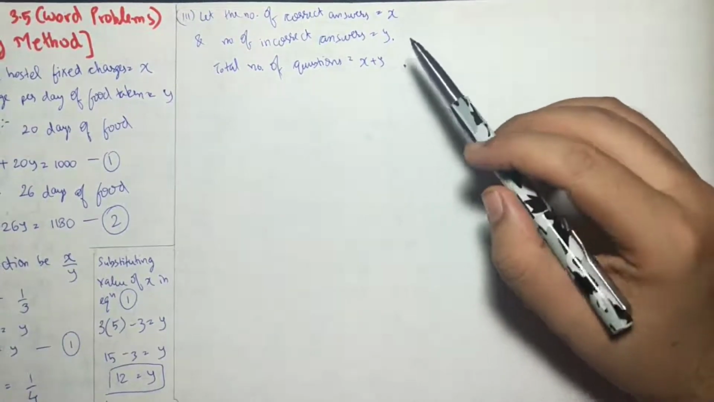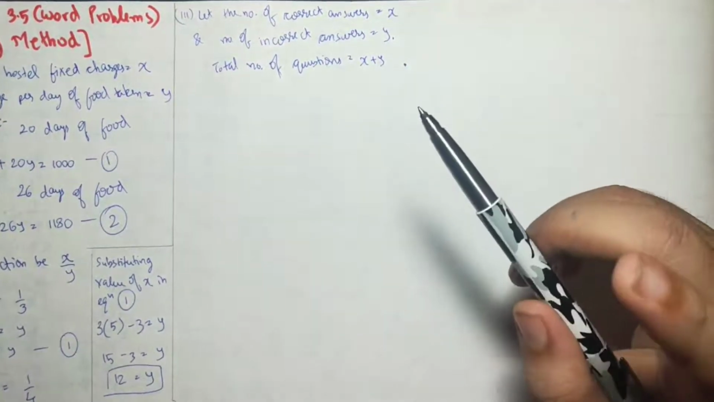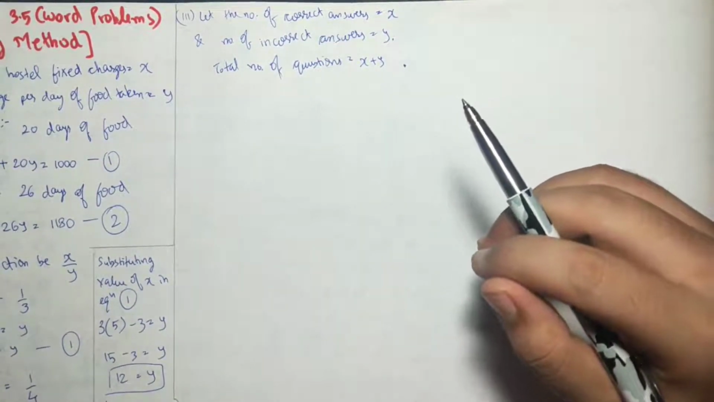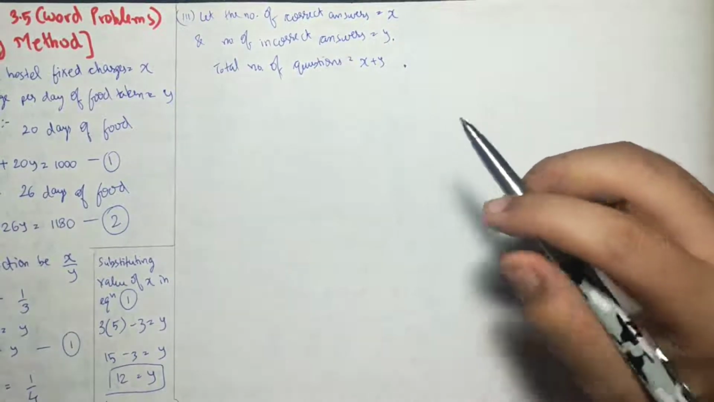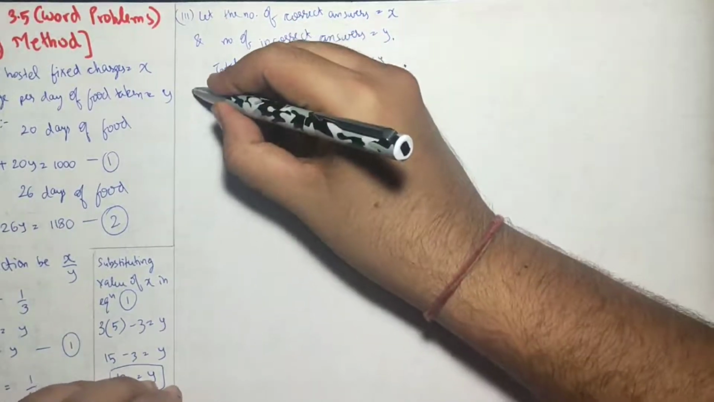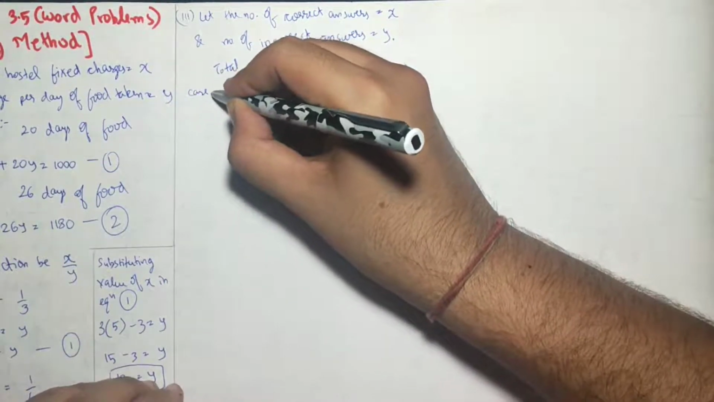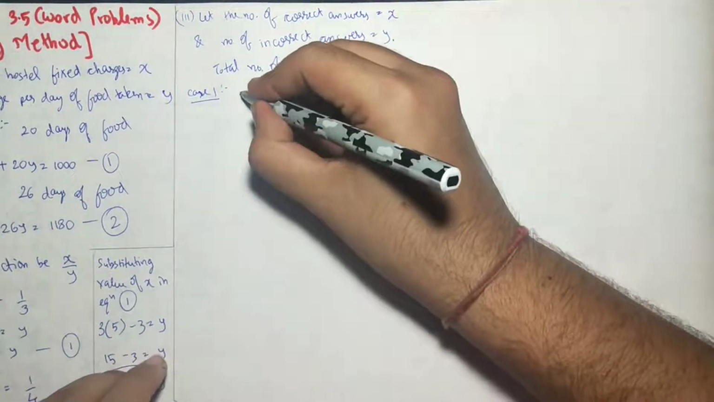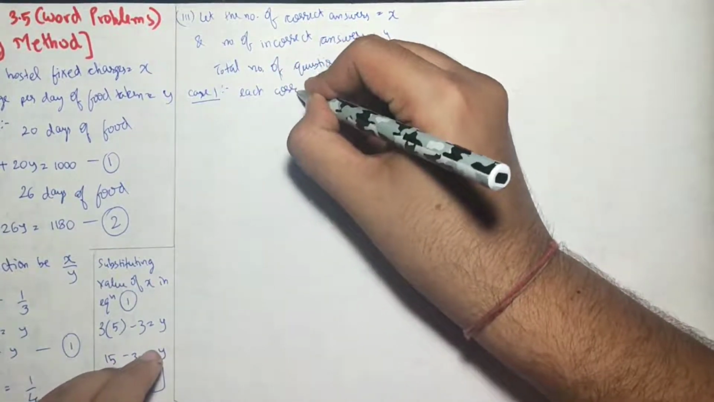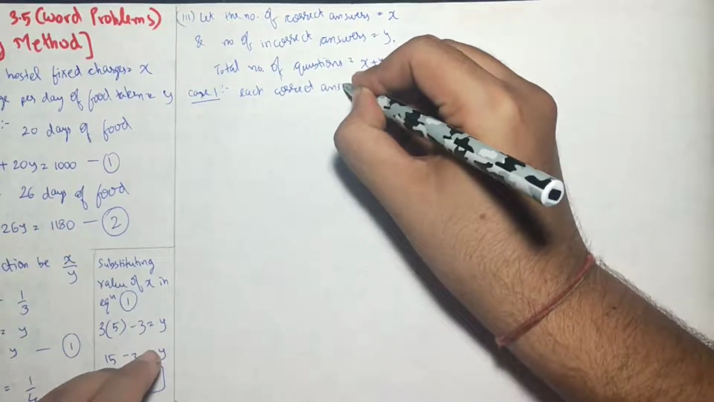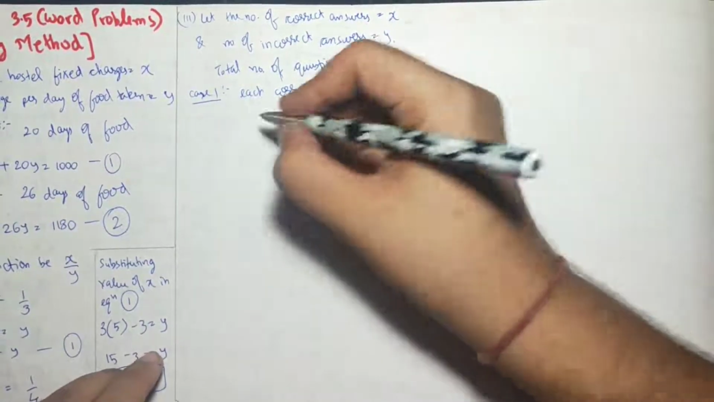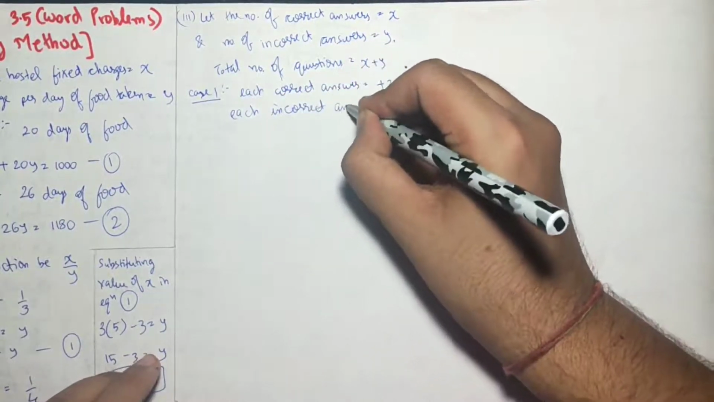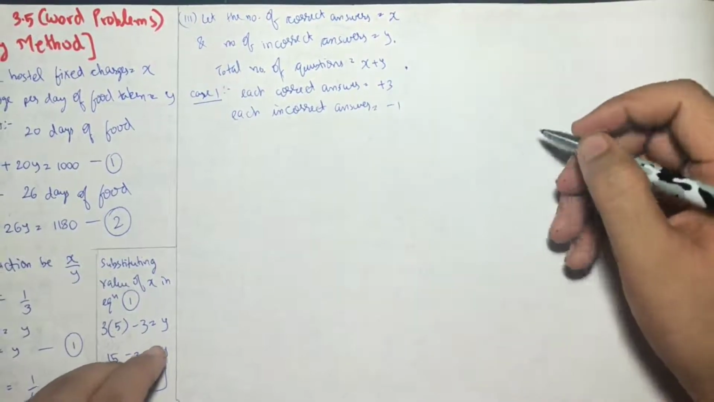Now, he scored 3 marks for the correct answer and lost 1 mark. So if he is gaining 3 marks, we write positive 3. If he is losing 1 mark, we write minus 1. So this is my case 1. What is case 1? Each correct answer will be positive 3, and each incorrect answer will be negative 1.